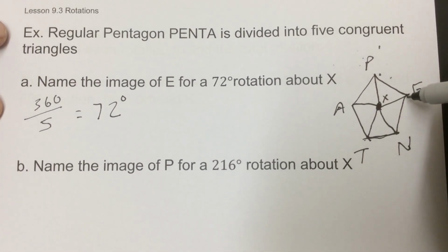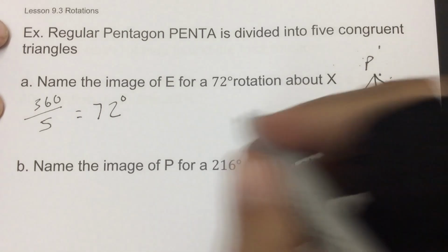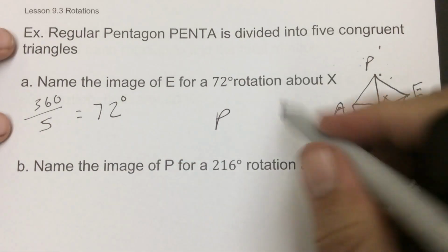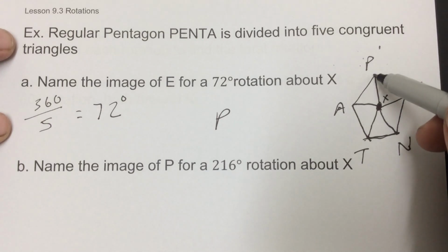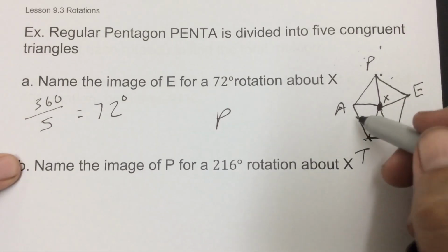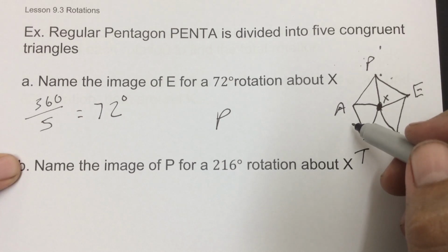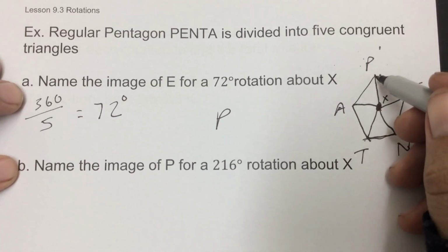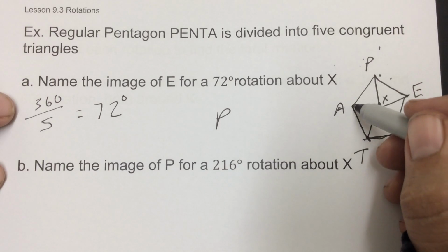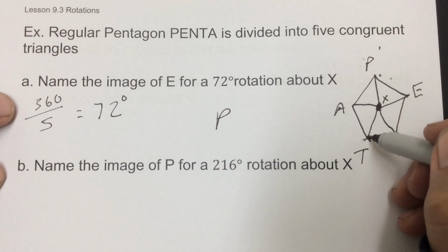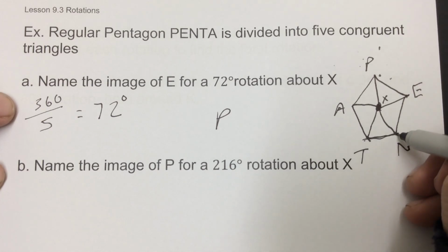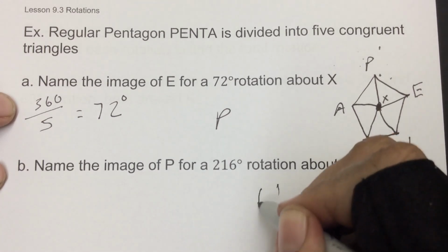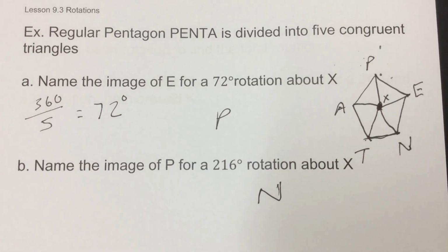So if we're at E, a 72-degree rotation about X would be 72 degrees counterclockwise, which would be P. So that's what the point would be. In this case, E acts as our pre-image, and P is our image. So then for the image of P under a 216-degree rotation, if we're starting at P, 72, another 72 puts us at 144, and another one would put us at 216. So that is at N, is what we're working with here, all right?